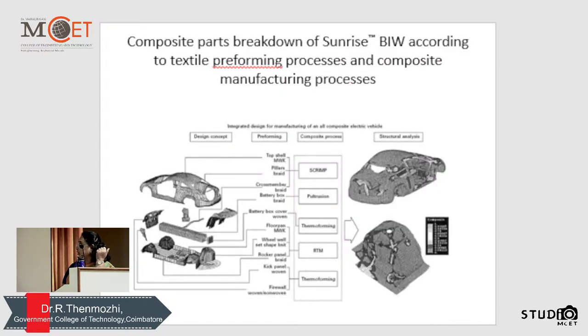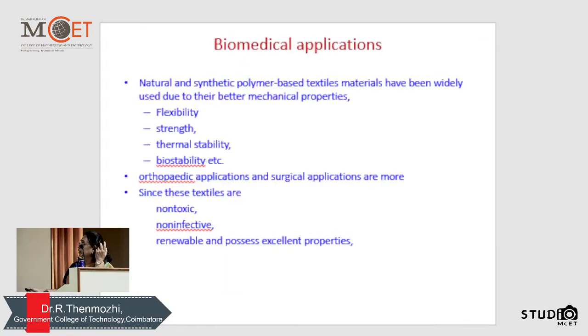So this is the car bodies. Part of the car bodies would be manufactured out of this. Aircraft industry, everything. And another wonderful application is the biomedical industry. The natural and synthetic polymer based textile materials find wide application here, mainly because of the flexibility, strength, thermal stability and biostability.